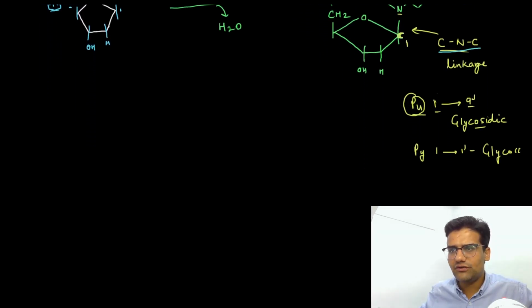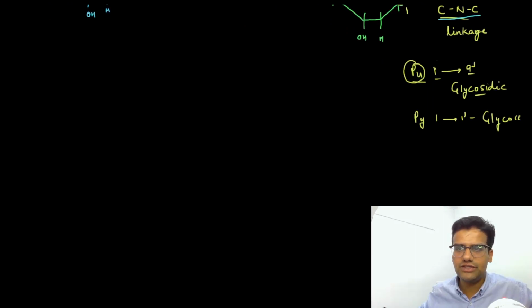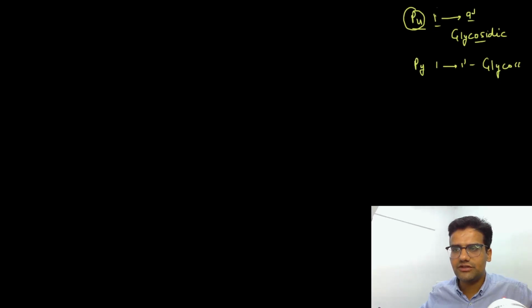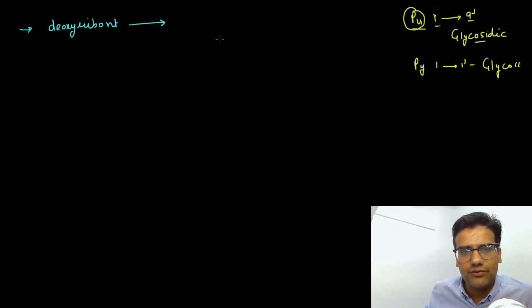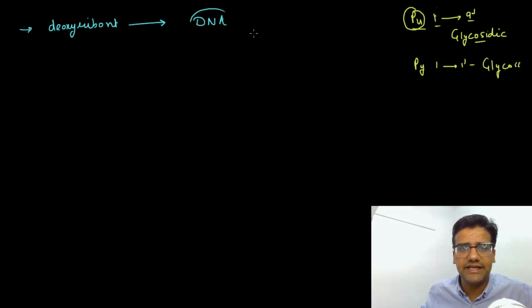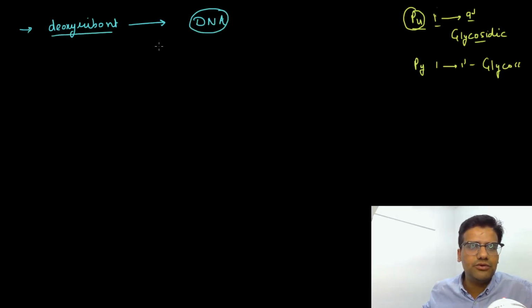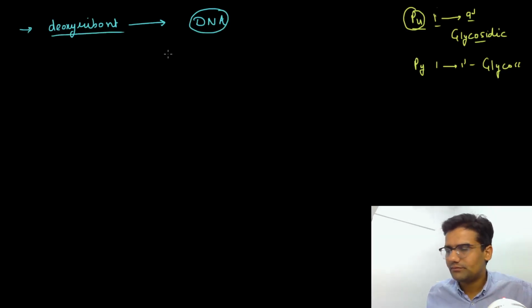Further, this is the structure of the first deoxyribonucleotide. These deoxyribonucleotides form a long polymer structure which is called DNA. So DNA is basically the polymer of deoxyribonucleotides. How this structure is formed, we will discuss in the next part in detail.